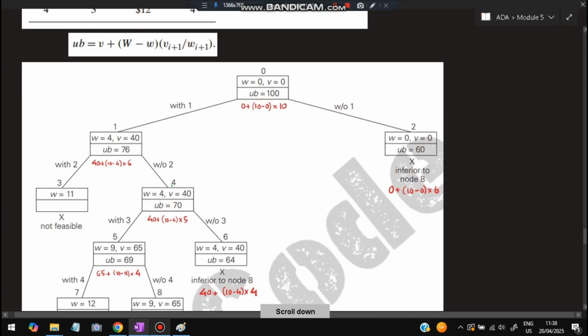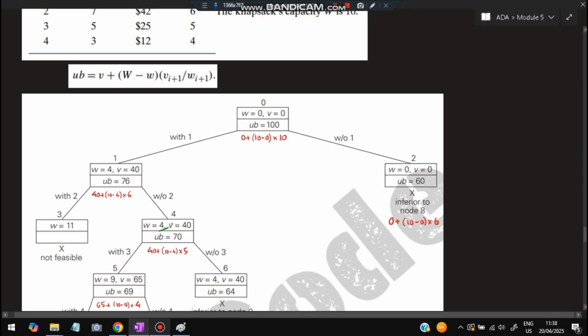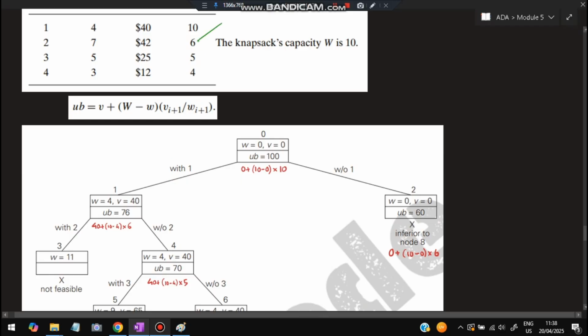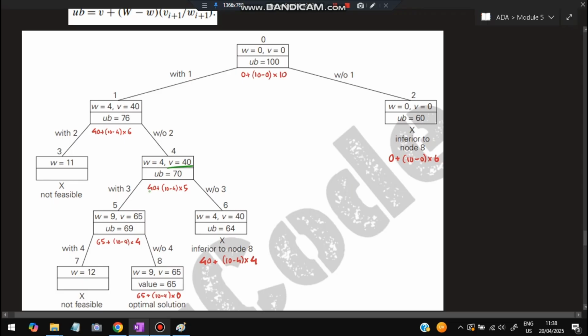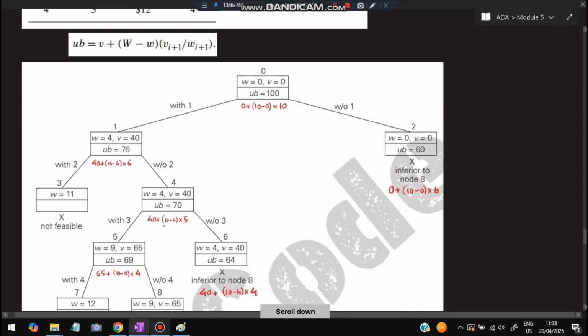So if you don't consider this item, what will be my weight? Weight will be 4 only and value will be 40 only as the previous one, because we have not considered any other new item. And UB's value will change. How will UB's value change? Because I have come into this zone, and in this zone I have to apply this formula. V, which is 40, plus 10 minus the current weight 4, into the next ratio of this zone, which is 5. So 5 I have to multiply with 10 minus 4. 10 minus 4 is 6, 6 times 5 is 30, 30 plus 40 is 70. So I'll be writing 70 here.